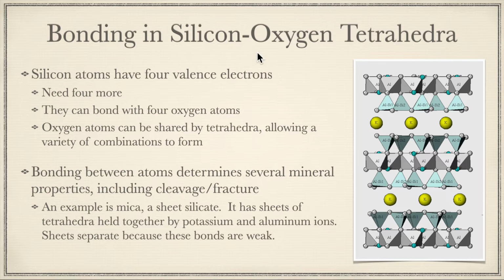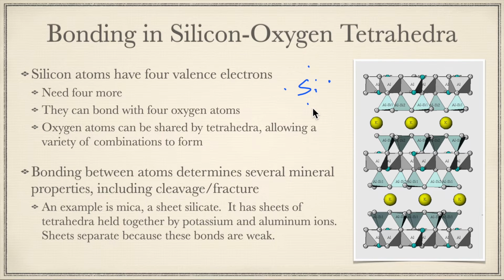So bonding in silicon-oxygen tetrahedra. Silicon atoms have four valence electrons. Okay, so if we drew that out, we'd have a silicon atom, and then we'd have 1, 2, 3, 4 valence electrons, if we remember our Lewis structures. So they need four more. Okay, so they can bond with four oxygen atoms. So a silicon atom can easily bond with four oxygen atoms.